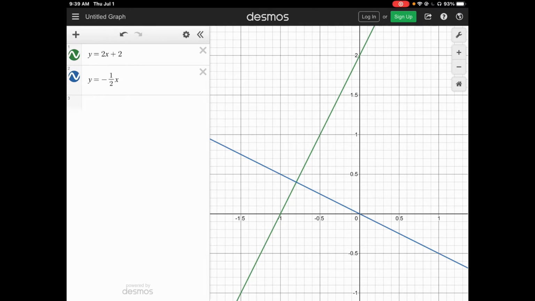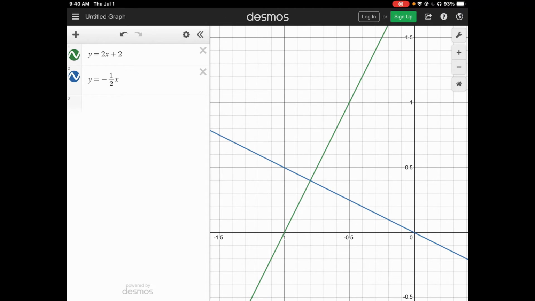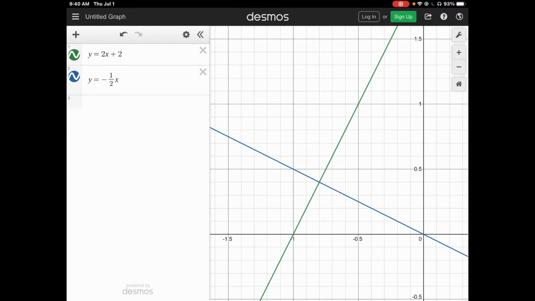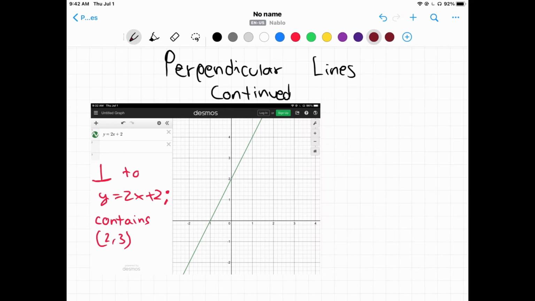So here I actually plotted the equation which has a slope which is the negative inverse of 2, so negative 1 half. And as you can see, they intersect and they form four 90-degree angles. 1, 2, 3, 4. And therefore, these two lines are perpendicular. Okay, so now that we know the basics of perpendicular lines and how the slope behaves between two lines that are perpendicular, let's go ahead and do a more complex example.